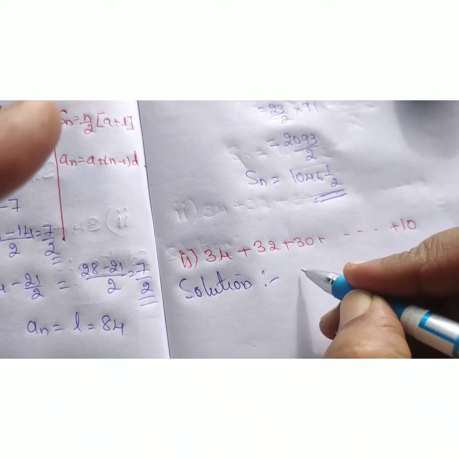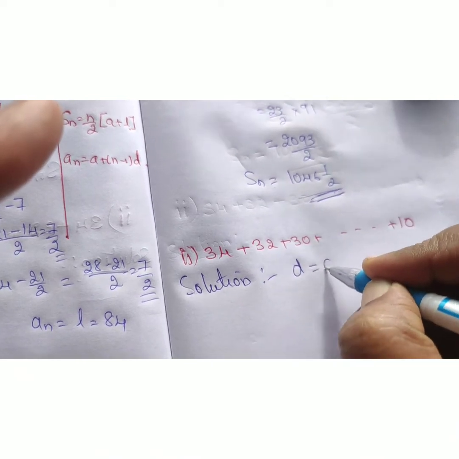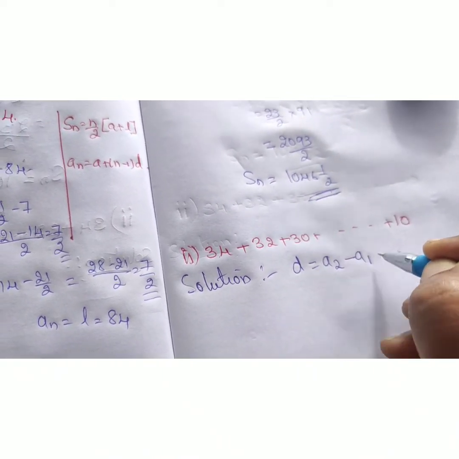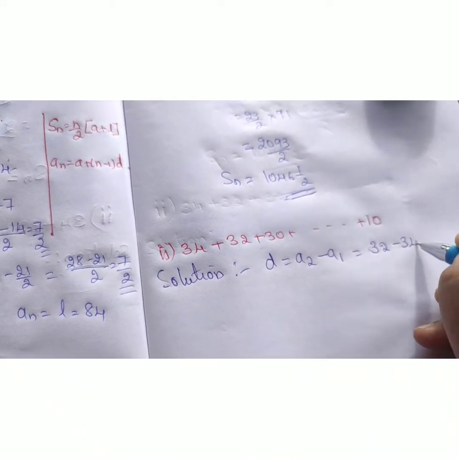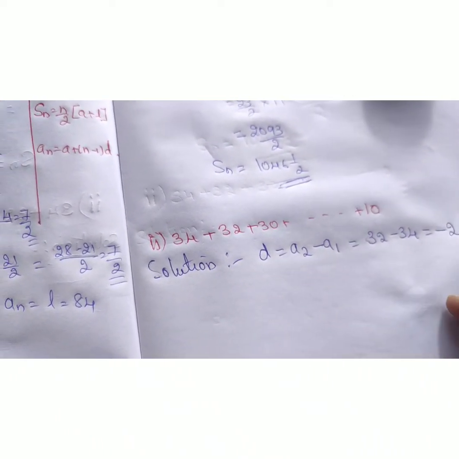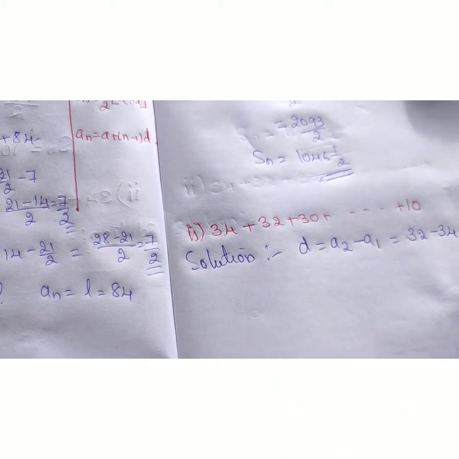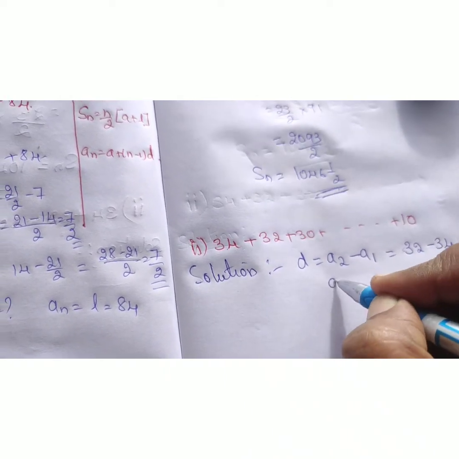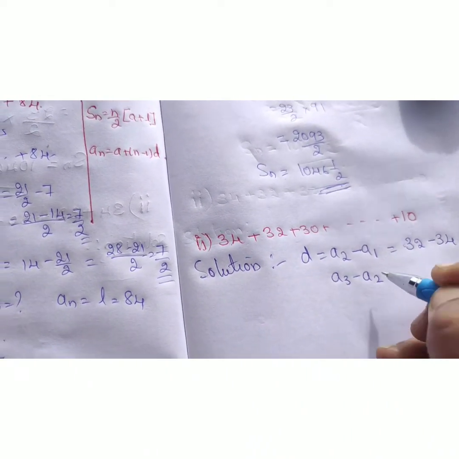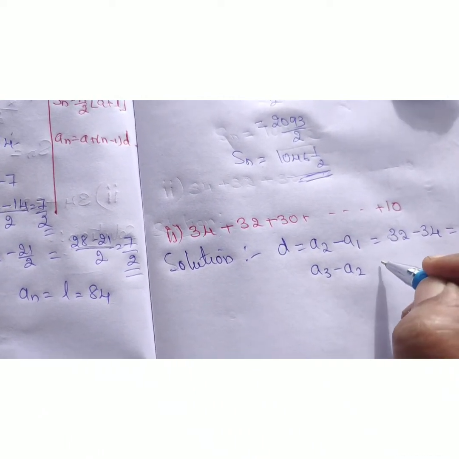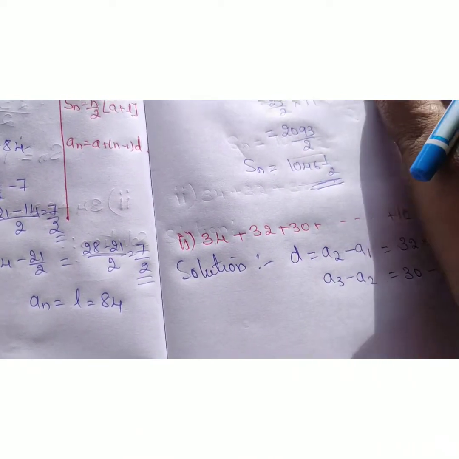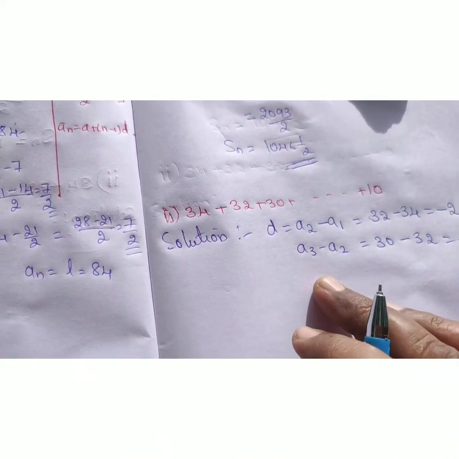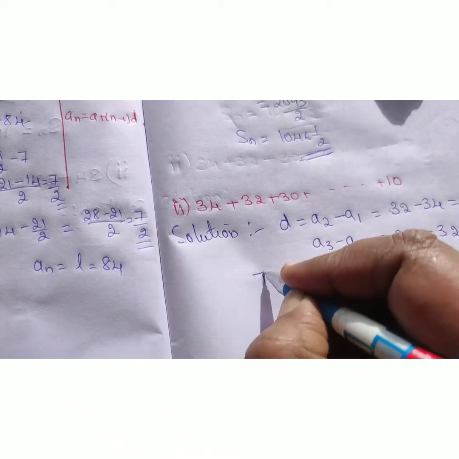First check whether this is an AP. So d is equal to a2 minus a1. So a2 is 32 minus 34, so you have minus 2 as the common difference. Similarly we will check for a3 minus a2. a3 is 30 minus 32. So you have minus 2 as the common difference. Okay, so this is an AP.